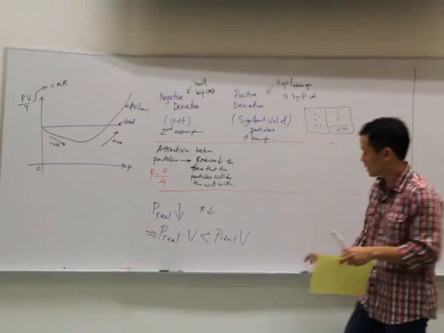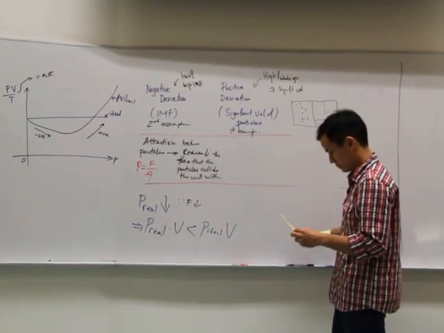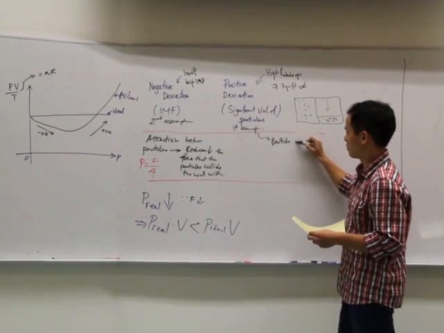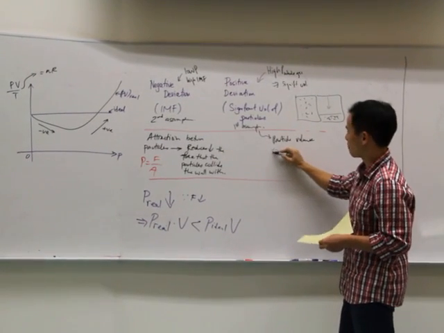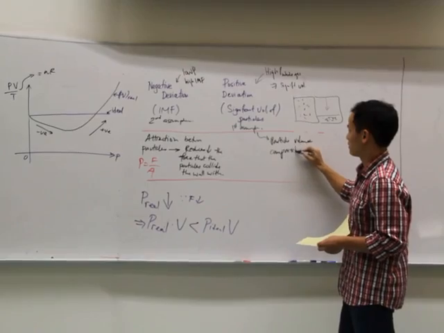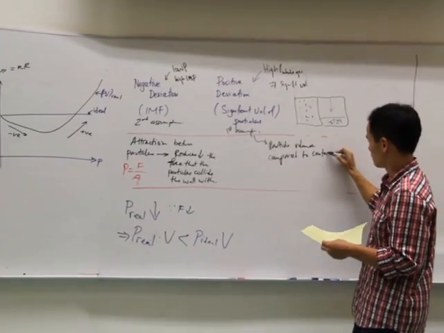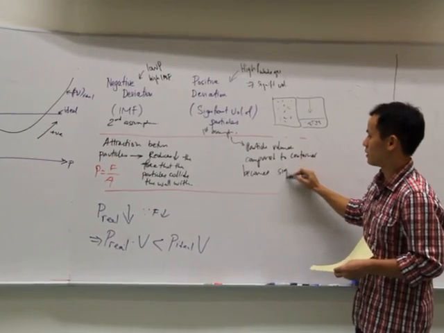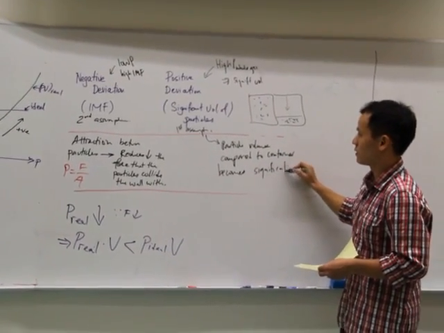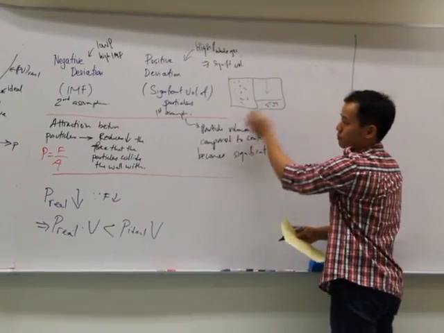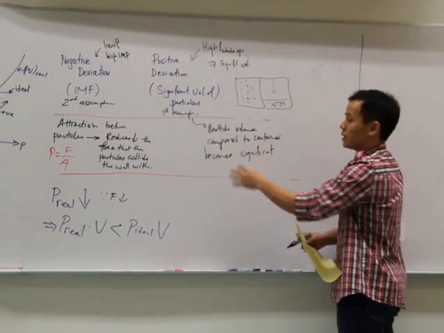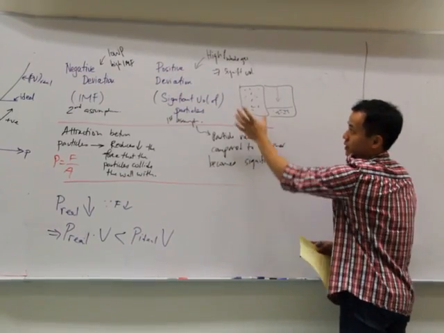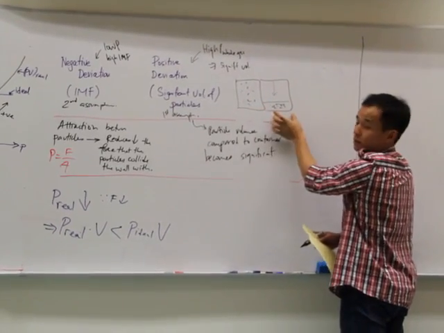the cause is because here your particle volume compared to the container becomes significant. Okay, say that again now. The particle volume must be compared to something. The particle volume compared to the whole container now becomes significant. Initially insignificant, now it becomes significant.